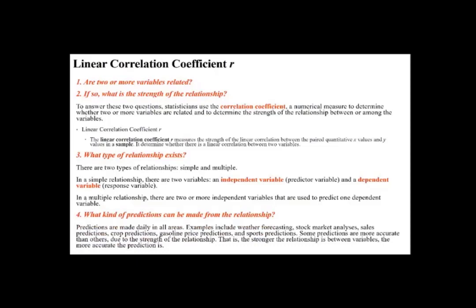Predictions are made daily in all areas. Examples: weather forecasting, stock market analyses, sales predictions, crop predictions, gasoline price predictions, and sports predictions. Some predictions are more accurate than others due to the strength of the relationship. That is, the stronger the relationship is between variables, the more accurate the prediction is.